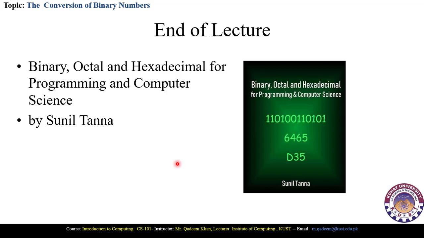Now dear students, this is the end of the lectures. Here is the book reference for you. The book is very useful, and it is Binary, Octal and Hexadecimal Numbers for Programming and Computer Science, written by Sunil Tanna. You should download and read this book. It is quite close to programming concepts, and it will also show you how these number systems are used in the architecture of computer systems.